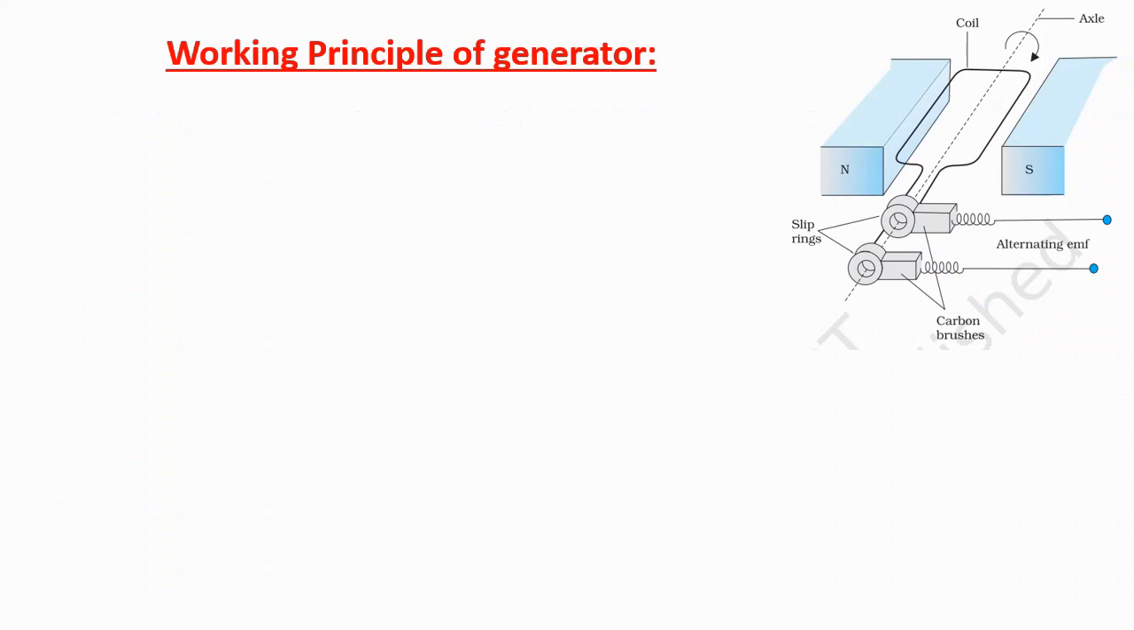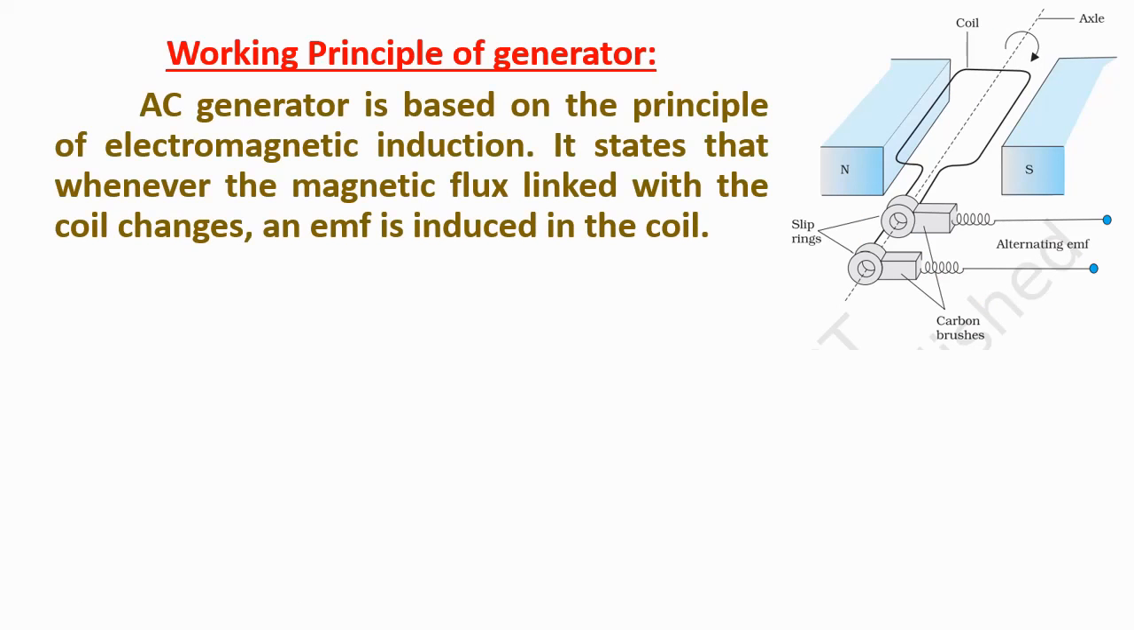Now about the AC generator, we discuss topic wise. So first is the working principle of the generator. AC generator is based on the principle of electromagnetic induction. It states that whenever the magnetic flux linked with the coil changes, an EMF is induced in the coil. So this I have already explained just before. So here this coil is to be rotated, and the magnetic flux linked with the coil during rotation will change, and the EMF will be induced in the coil.